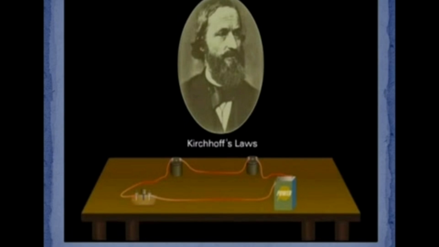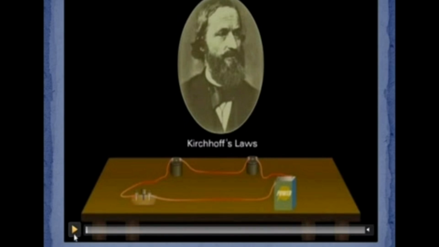Kirchhoff law has two laws. One is the current law, another one is the voltage law. The current law is also called the junction rule. The second one is called the voltage rule or loop rule. So Kirchhoff's first rule is called the current rule or junction rule, or law. Kirchhoff's second rule is the voltage rule or loop rule. Here first you are going to see the current rule, junction rule, or Kirchhoff first law.